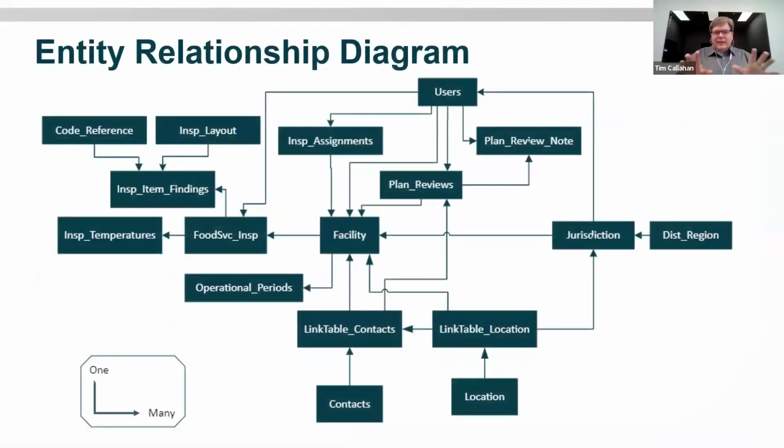Now, this is a quick overview. This entity relationship diagram, or ERD, is a basic table relationship to show how things connect together. You'll notice that all the relationships are one to many. In other words, one record in one table can connect to many records in another table. So that one record is a parent, and the many records are the children or the child records of that parent. It's important to understand that concept.